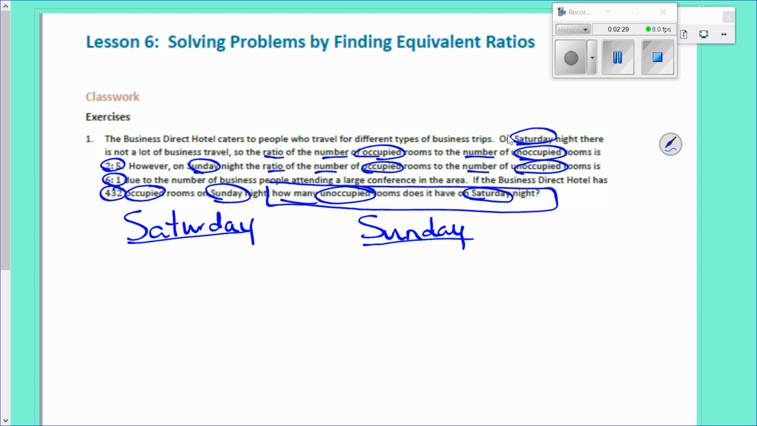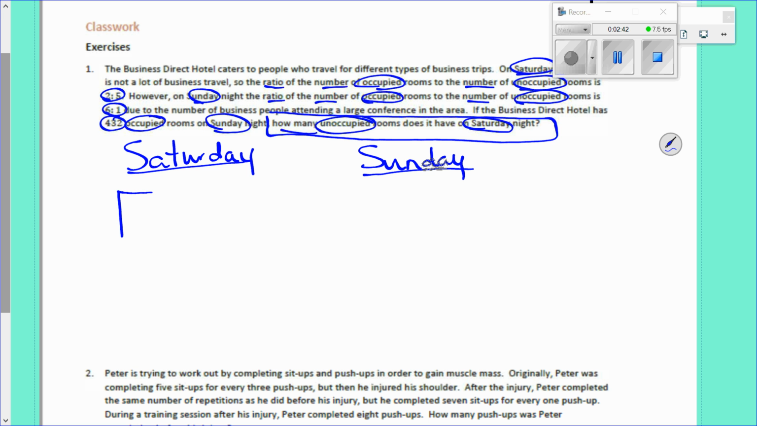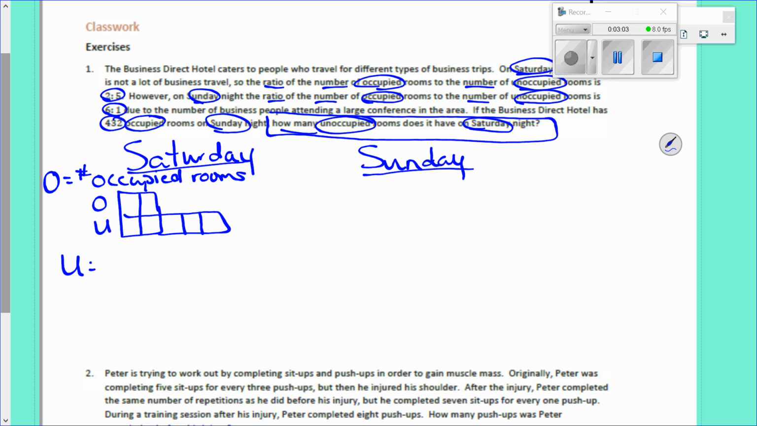On the Saturday, what did they give us for our information? What was the ratio? Emma? 2 to 5, and that was what? What's 2, what's 5? Good. So I have 2 occupied and 5 unoccupied. I don't like using O, but occupied, it does make sense. Don't forget to identify your variable. So O is the number of occupied rooms, and U is the number of unoccupied rooms.